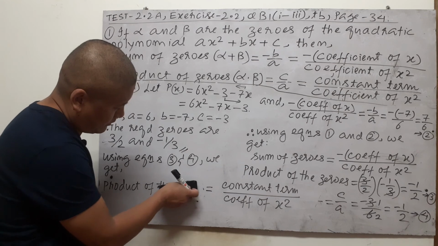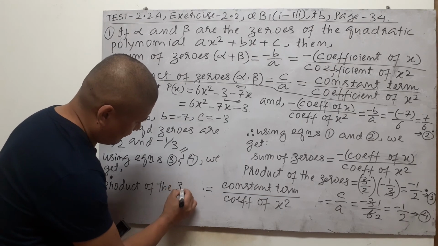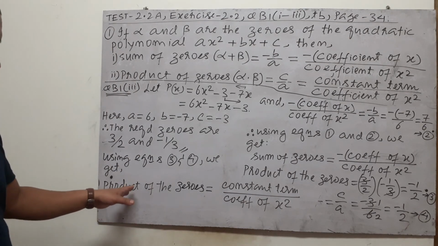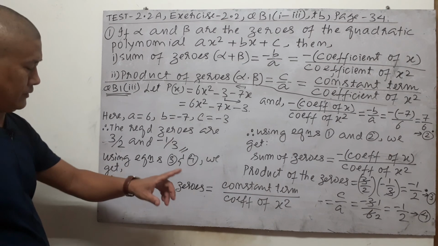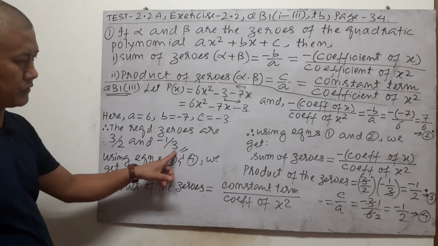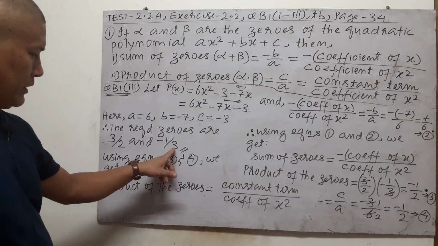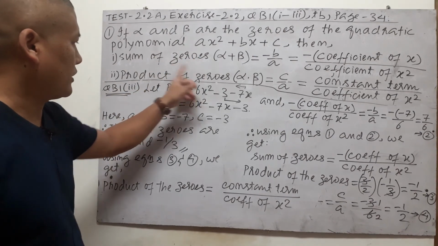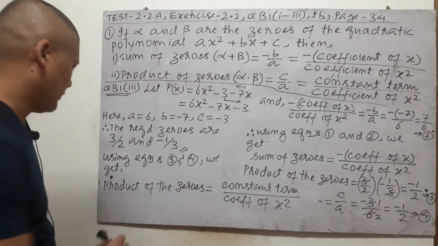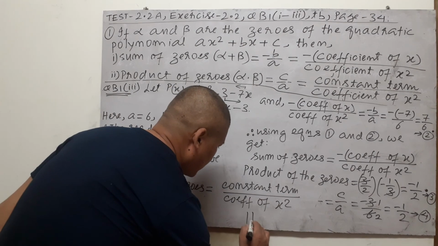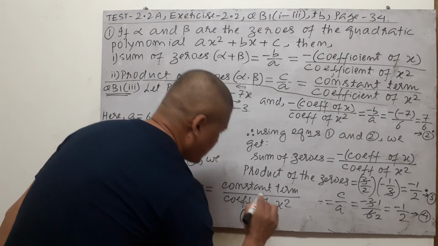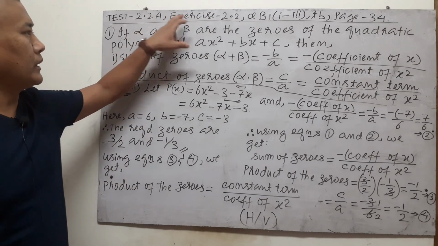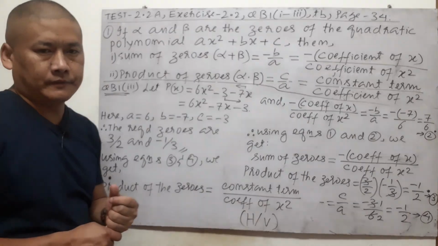This chapter is using product of the zeros. So that concludes this part, and since the answers 3 by 2 and minus 1 by 3 are verified in terms of sum of zeros as well as product of zeros, we have verified. So you can just write here at the end, towards the right hand corner maybe, hence verified. That completes the part for exercise 2.2a. I hope you got it right.